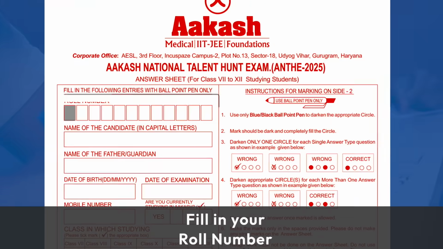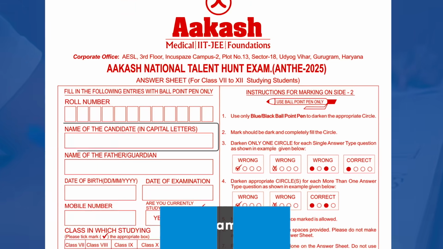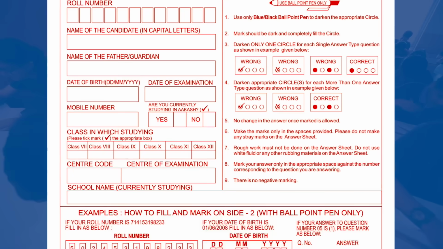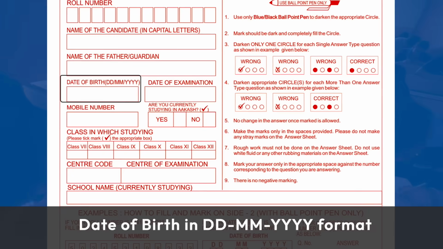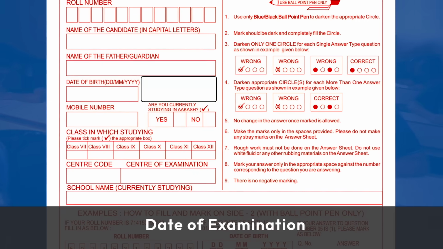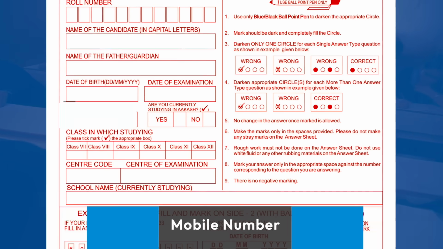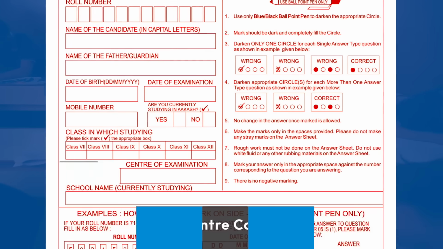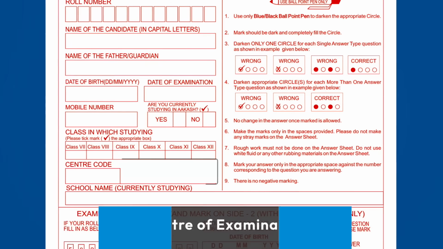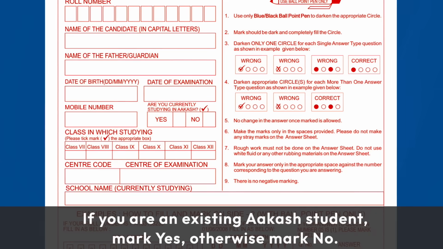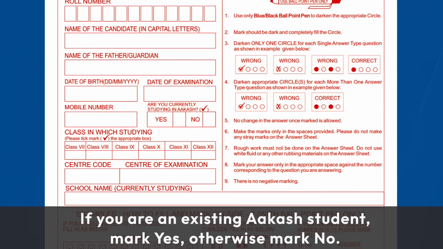Fill in your roll number, name, name of father or guardian, date of birth in DD MM YYYY format, date of examination, mobile number, class studying in, center code, center of examination, and school name. If you are an existing Aakash student, mark yes, otherwise mark no.